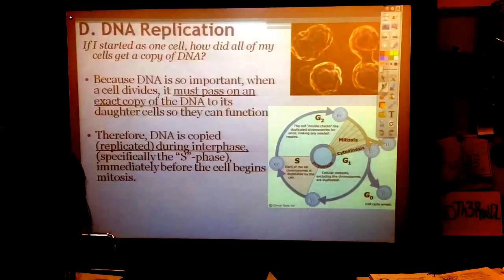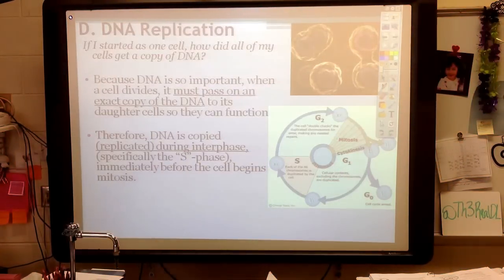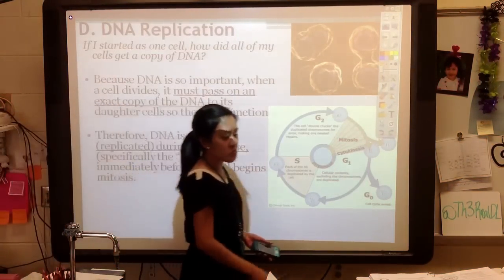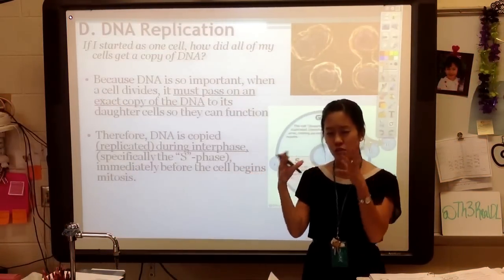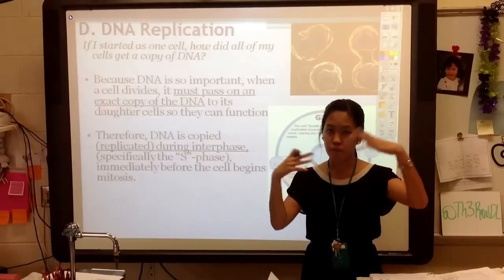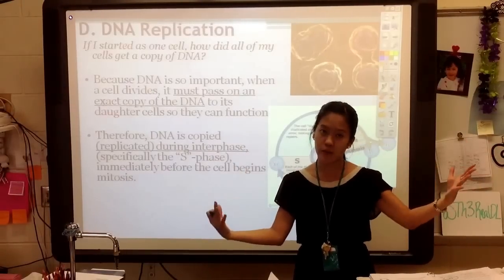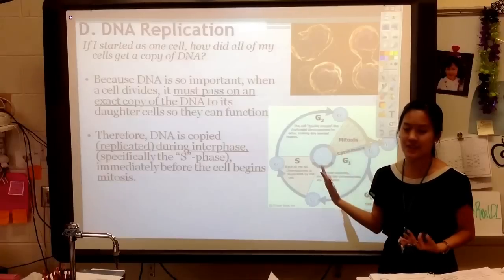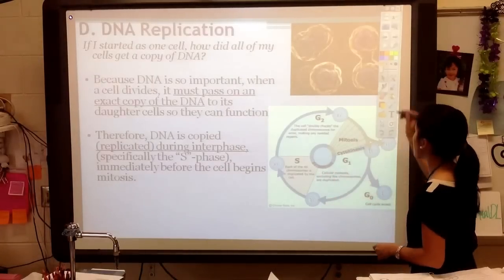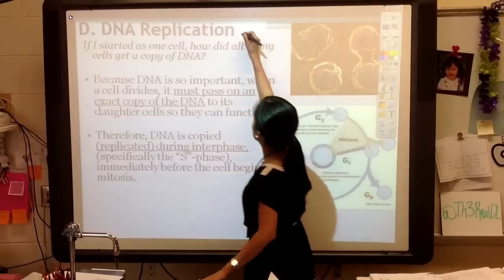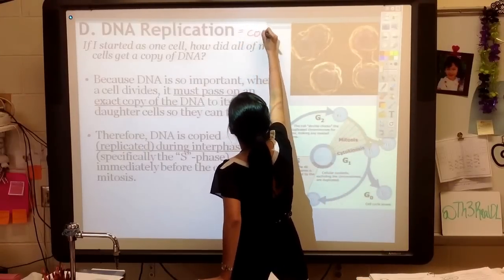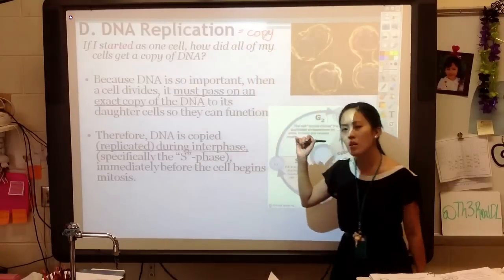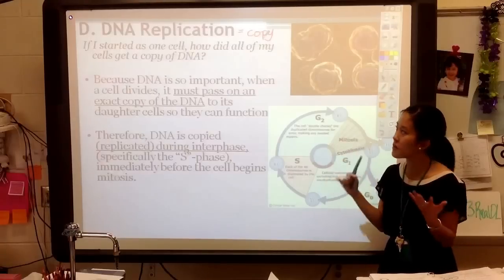So we've already talked about the structure of DNA. How is it shaped? How are those molecules, those monomers, put together to make the bigger structure, the bigger polymer? And now we're actually going to talk about how we replicate DNA. Replication simply means to copy. We also use the words double or duplicate a lot, which all mean the same thing.